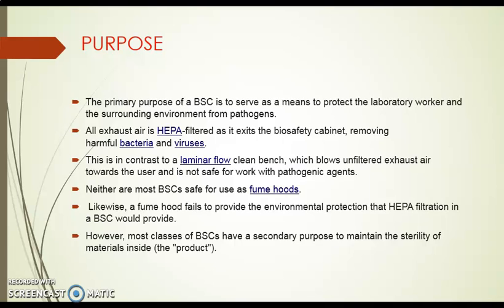Neither are most BSCs safe for use as fume hoods. So it is safer than fume hoods. Likewise, the fume hood fails to provide the environmental protection that HEPA filtration in the biological safety cabinet would provide. However, most classes of BSCs have a secondary purpose: to maintain the sterility of materials inside the cabinet also.